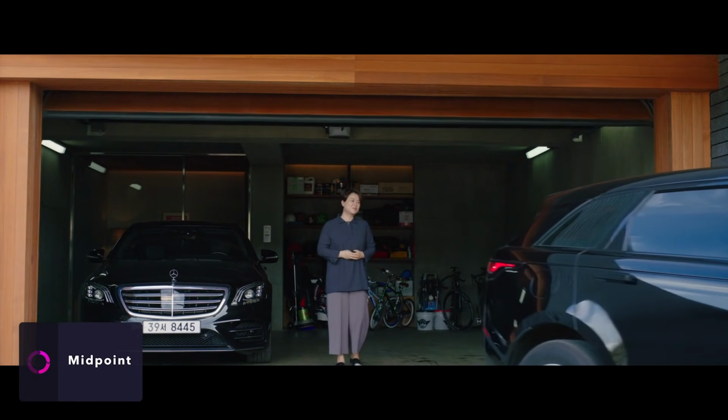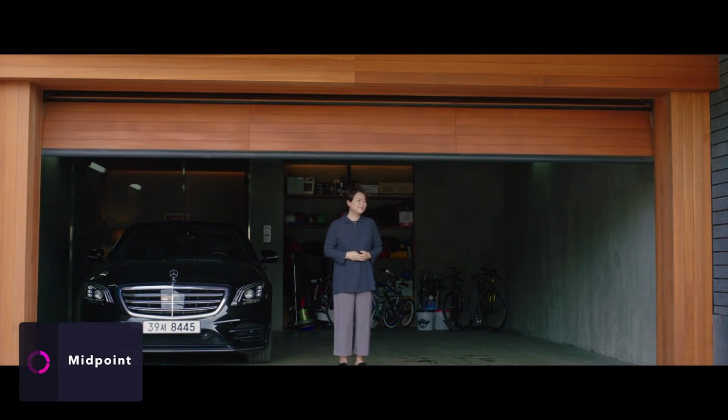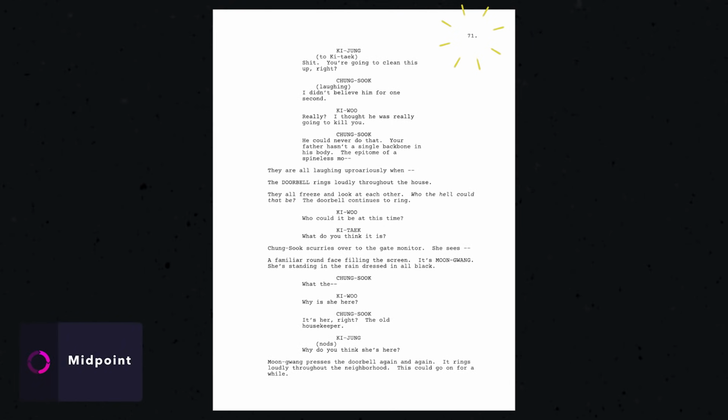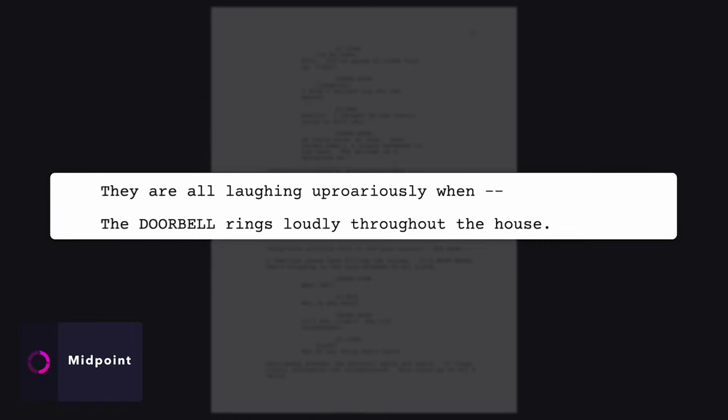The Parasite script is 141 pages long, and everything changes on page 71. Literally at the midpoint.